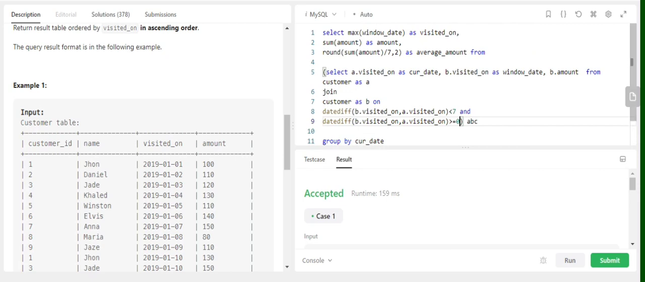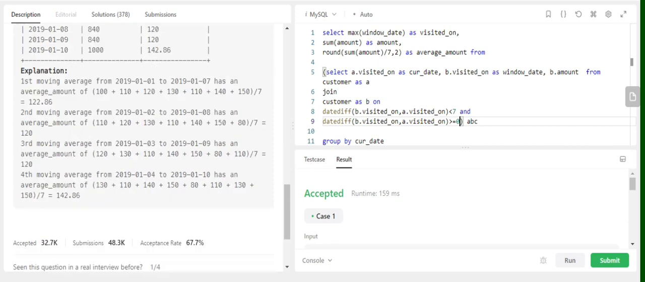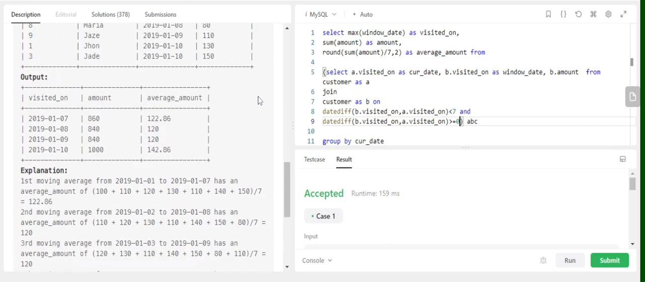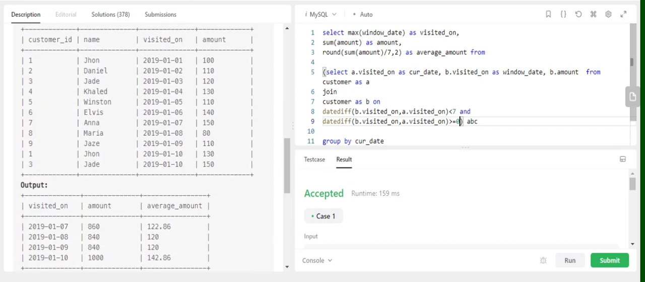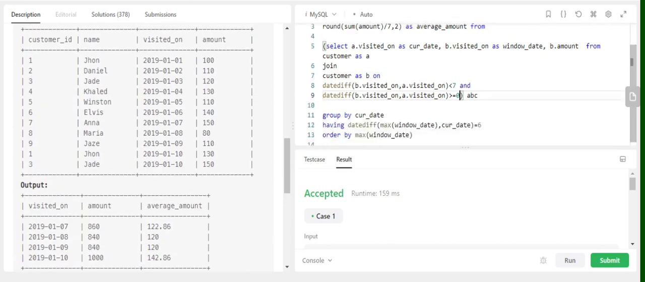Then the sum of the total amount spent in that particular window, and round of sum amount divided by 7 comma 2, because it is mentioned that on every day in this particular query there is a visit, and hence they have mentioned a special method of calculating the average. So I have used a hard coded 7 here as the average amount, having datediff max window date comma current date equal to 6.